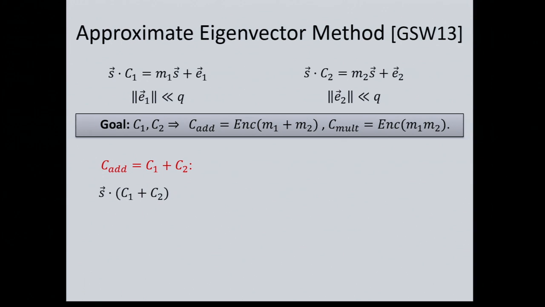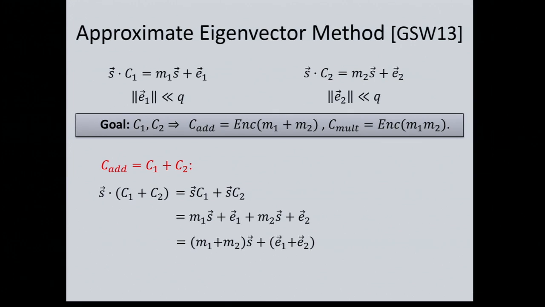Let's say that I generated C_add as C1 plus C2. Let's see what happens when I try to decrypt C1 plus C2 with the same secret key that worked for C1 and C2. So this just gives me S times C1 plus S times C2. And I'm just going to open these two expressions based on what we know on C1 and C2. And of course, we only do it in our head. The homomorphic evaluator, the server himself, does not know S, but we should check that really this homomorphic evaluation means something. And what we get is really M1 plus M2 times S plus E1 plus E2.